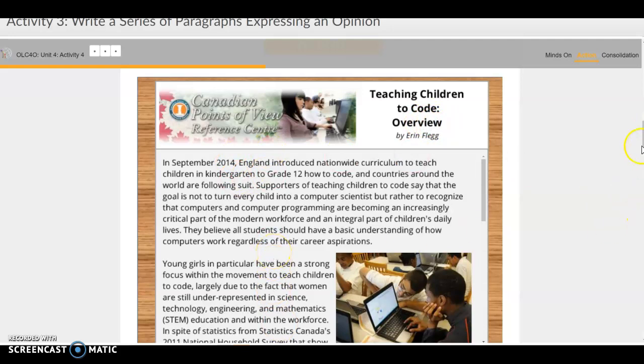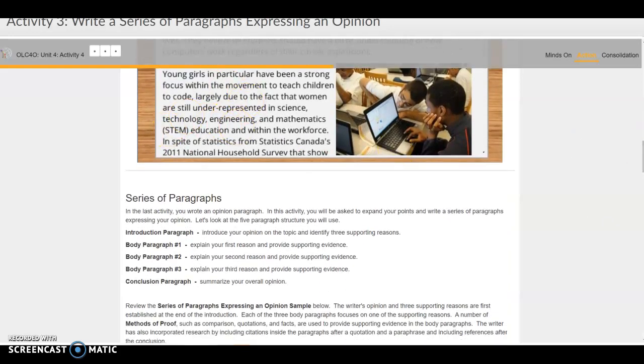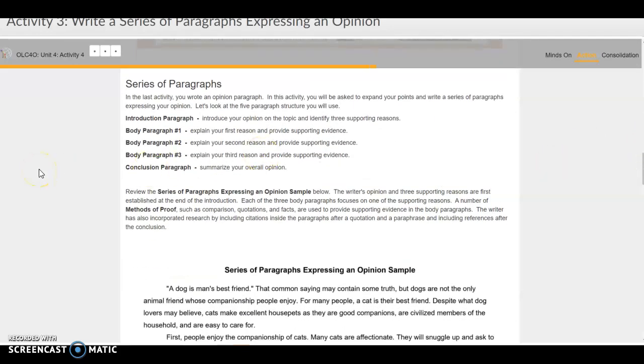Okay, but nonetheless, when you read through it, you should be able to identify the main idea and the supporting details. If we continue on, now that we've introduced the topic of coding, let's talk about the format of your assignment that you're going to have to write. And it's called a series of paragraphs. So in the last activity, you wrote an opinion paragraph on cell phones. Well, in this activity, you're going to have to expand, going beyond one paragraph, and write your opinion on coding and education in a series of 5 paragraphs.